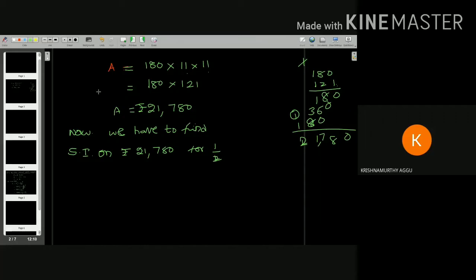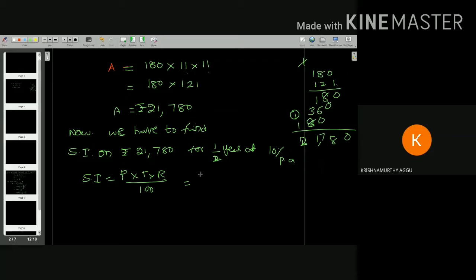Already 2 years we used. When we used 2 years on the amount 18,000 rupees by the compound interest formula, we got this much amount. Now this amount will be the principal for the half year. For this half year, we have to find at the same rate of interest, that is 10 percent per annum. Now we have to find simple interest. We know the formula for simple interest is principal into time into rate of interest divided by 100.